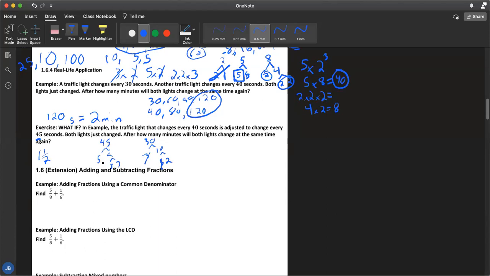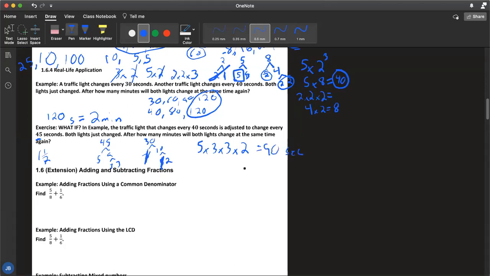45 has more 3's, so we cross out the 1 3 from 30. And then we just have to cross out 1 5 because both numbers have 1 5. Perfect. And so we just have to multiply 3 times 3 times 2 times 5. Great. And then we get 90. Okay, and that's then 90 seconds.